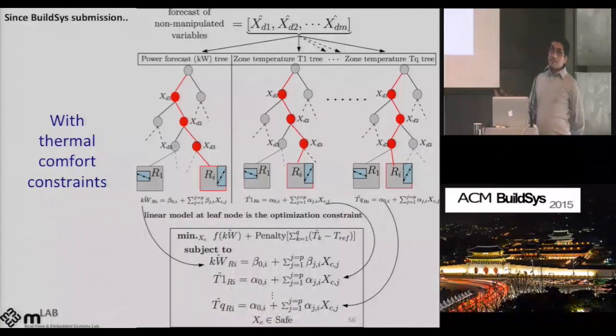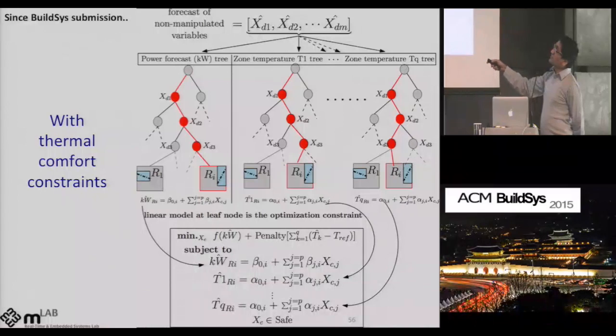So after this paper was submitted, we came up with an improvement where we can take into account the custom conditions we want of the building as a constraint. So here we train building trees on the power forecast, but then for each of the different zones, in our case we had 19 zones for our test building, we trained different zone temperature trees. That is the response in terms of the thermal comfort levels.